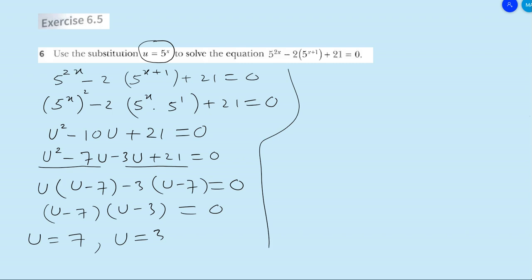What is u actually? u is 5 to the power x according to the question. So replace u: 5 to the power x is equal to 7. Taking log on both sides, therefore x is equal to log 7 upon log 5. Use a calculator.